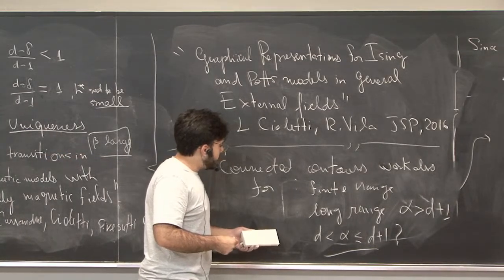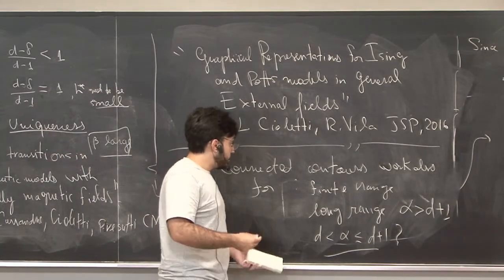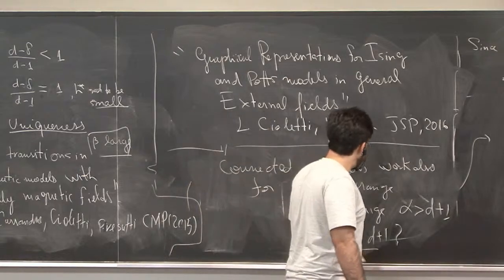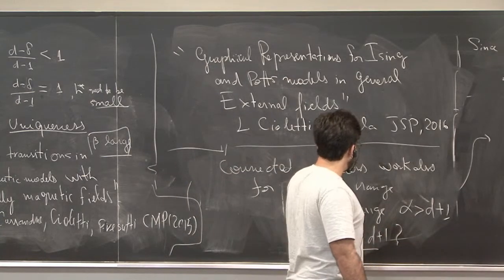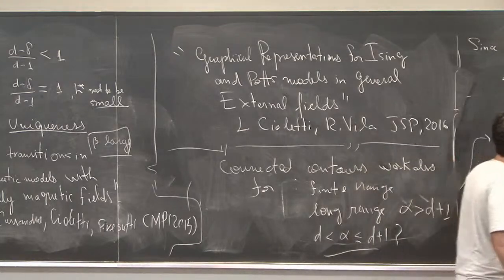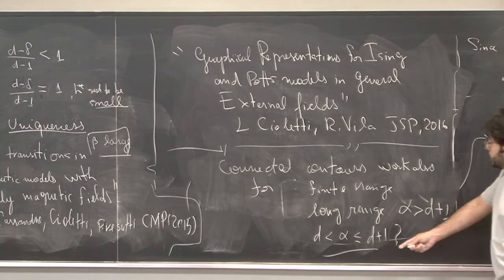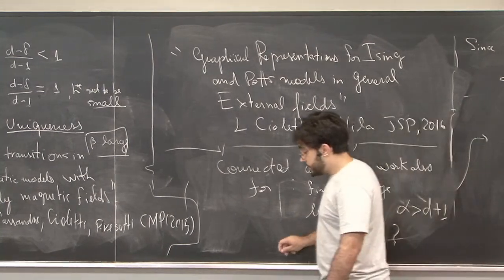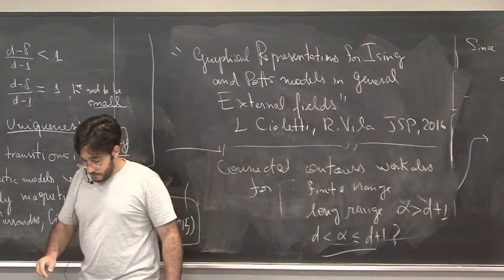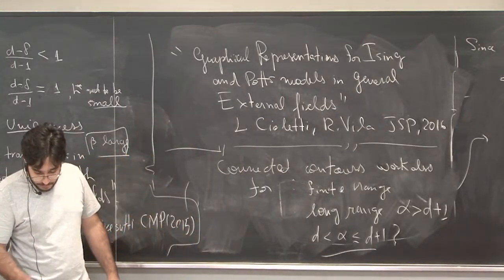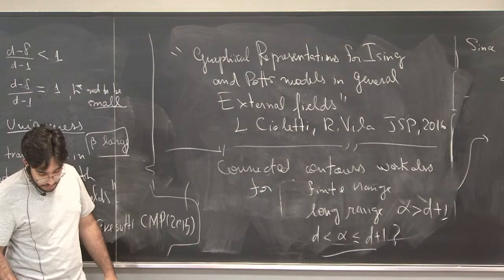What happens is that you also cannot use correlation inequalities to infer phase transition in this region right here. So we need to modify the construction of contours to access this region here. So this is what I will do now.